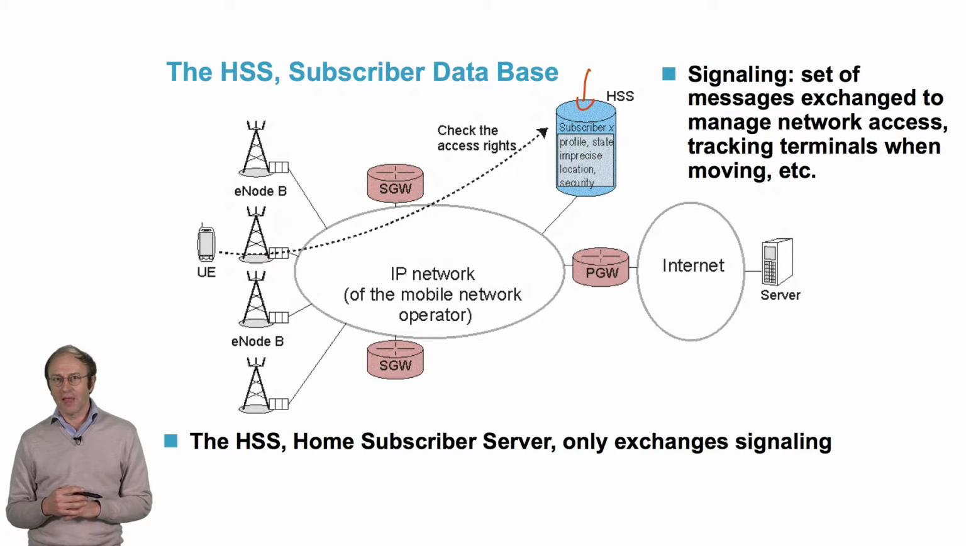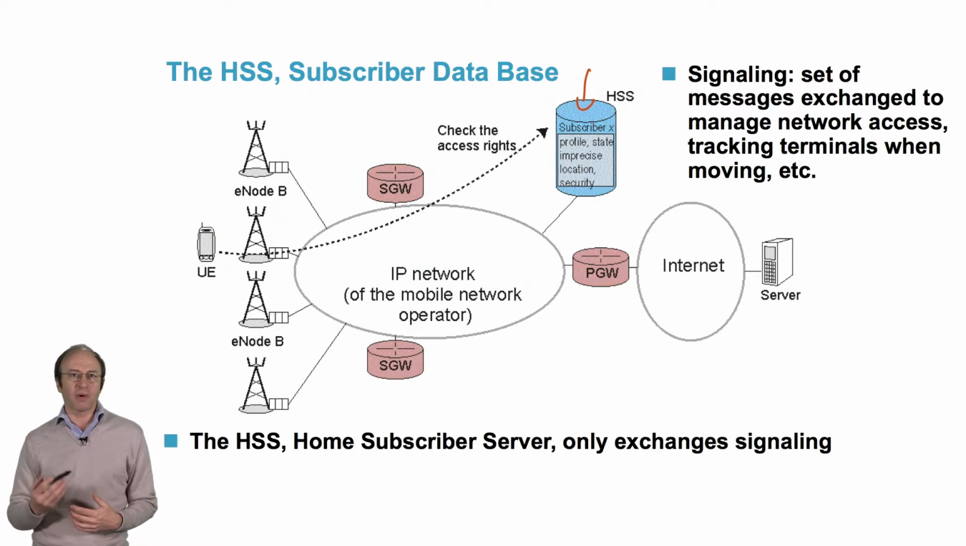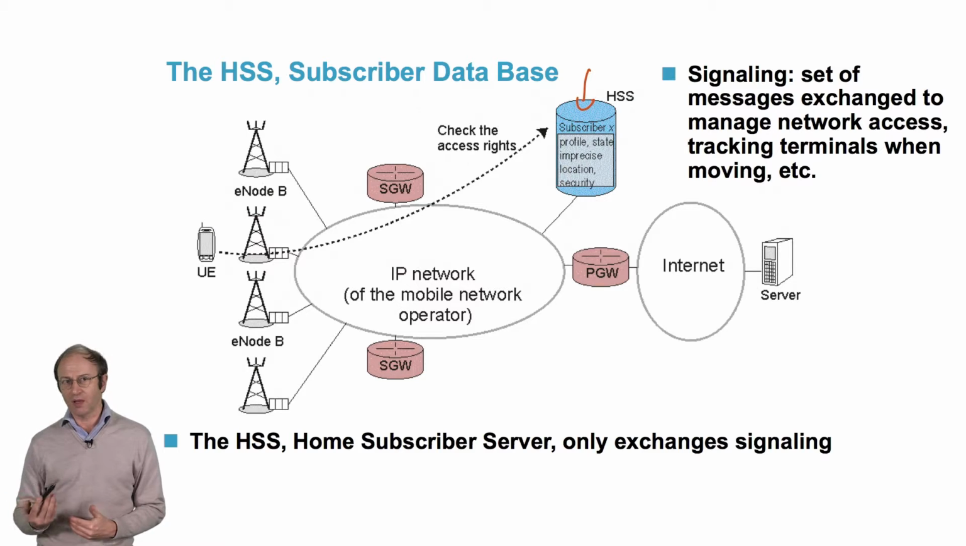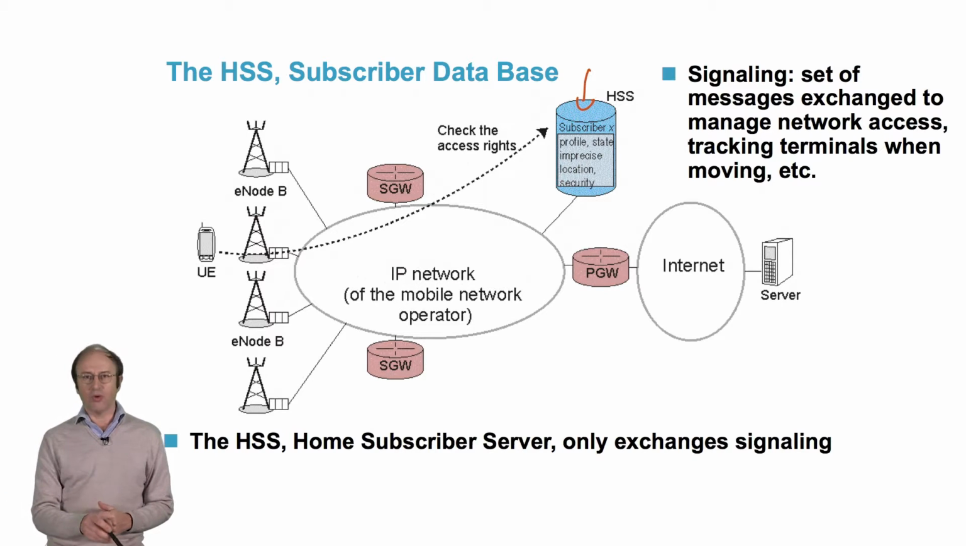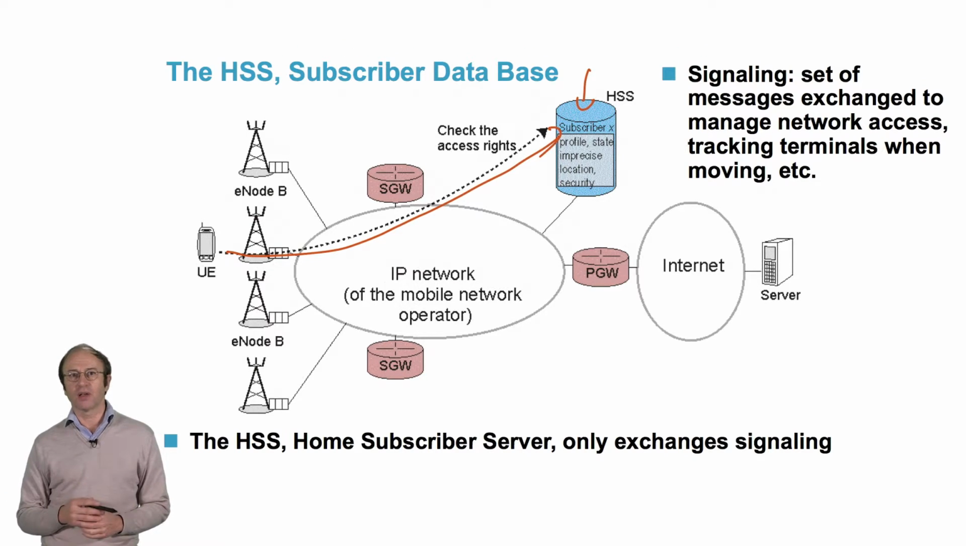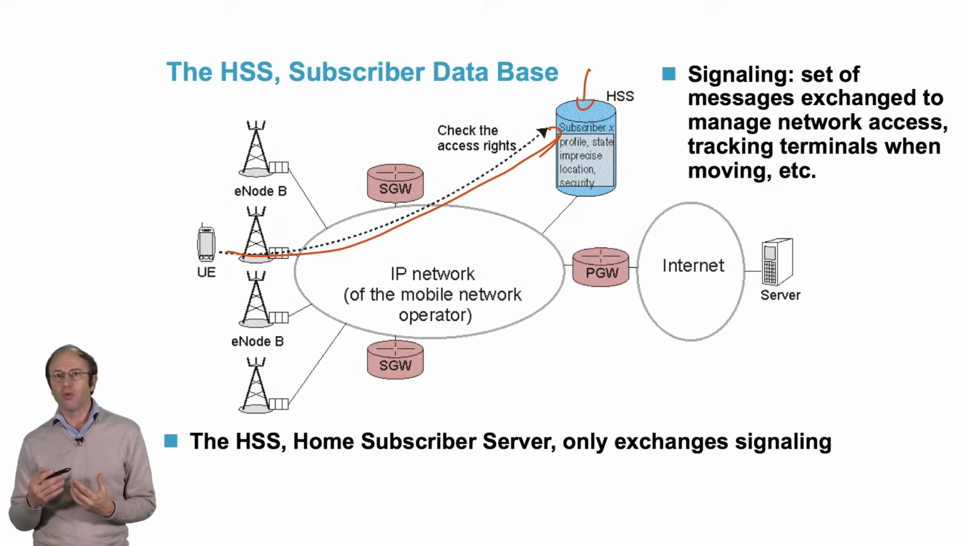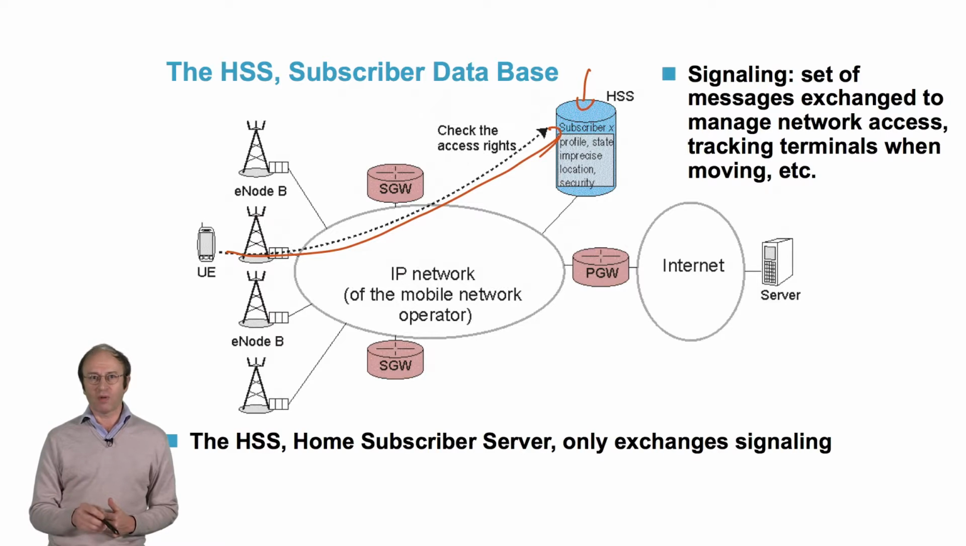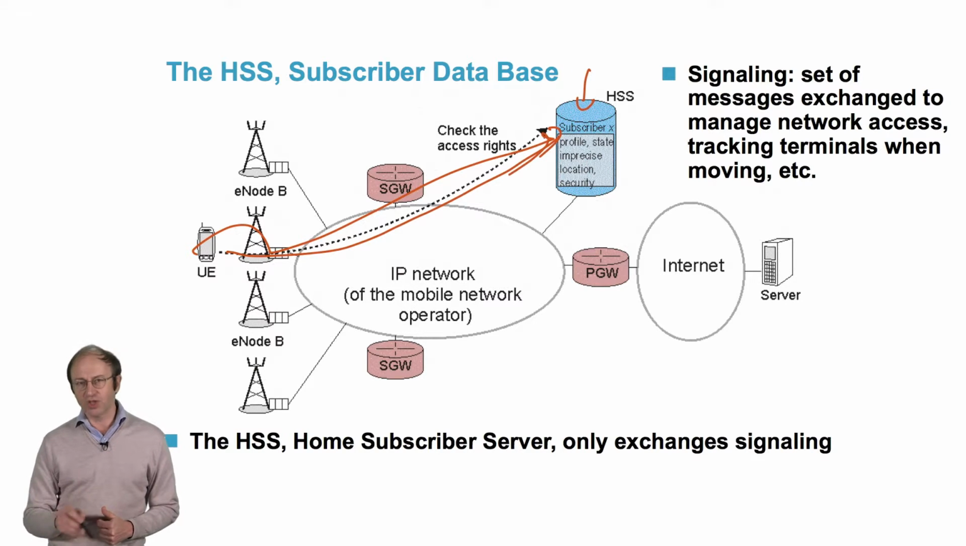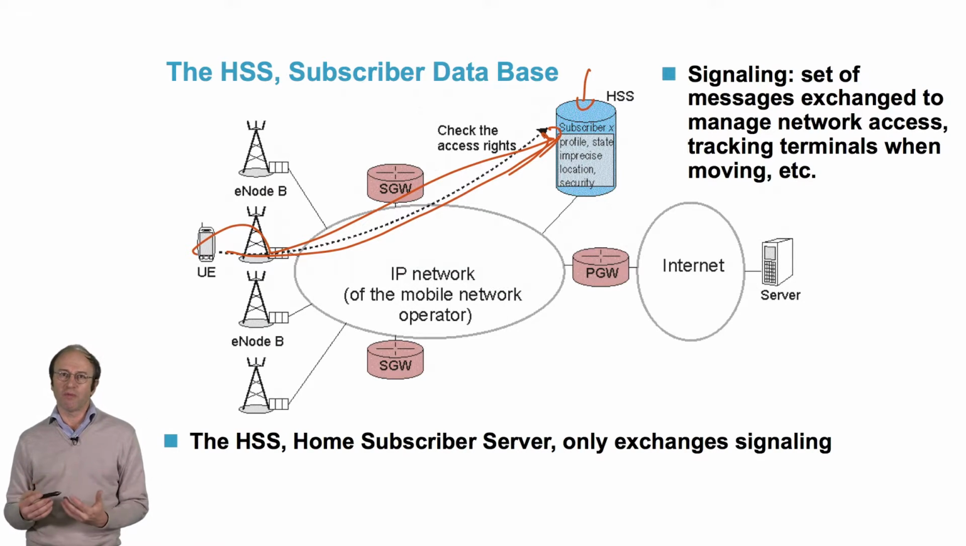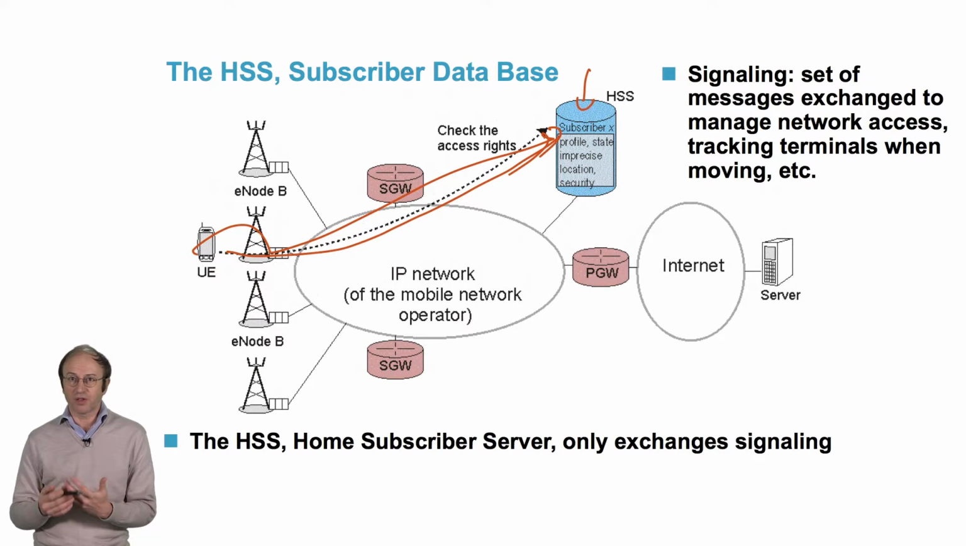So, if I try to access the network of an operator other than mine, when I try to access this network, the terminal will send a message that will be forwarded up to the HSS, and it will verify the access. If I'm not on the subscriber list, I will be refused access.